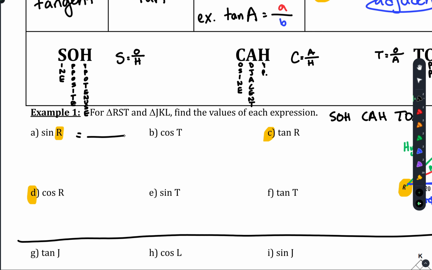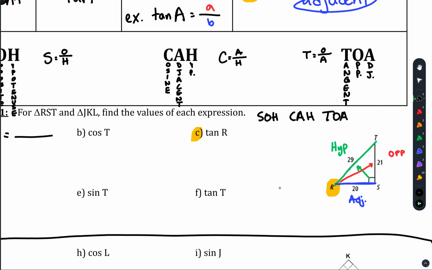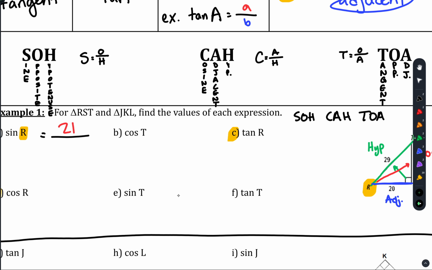So first, sine. I'm going to look at my notes here. I know my mnemonic device starts with SOH CAH TOA. The S is in SOH, so the two pieces that I'm looking for are opposite and hypotenuse. So I look at my diagram. The opposite here is 21 and the hypotenuse here is 29. So my fraction should literally just be 21 over 29. Oops. And if I could simplify that, I would. That's it. That's all we're doing for these.